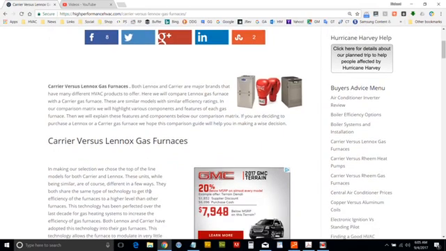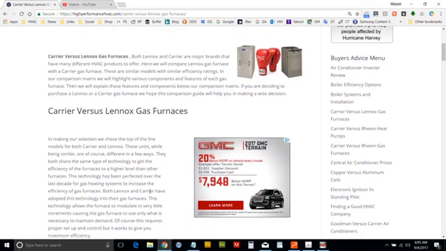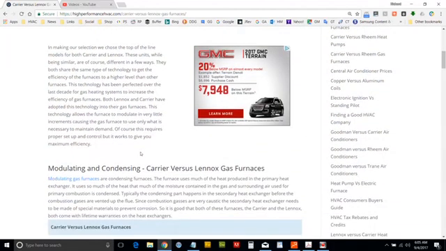Carrier versus Lennox gas furnaces. I would say that both of these systems have pretty decent efficiency levels, with I think Lennox being the premium model. Carrier's not so bad compared to Lennox, but Lennox is going to be the higher price. A good analogy would be buying a Cadillac versus a higher end sedan, with the Carrier being the higher end sedan and the Lennox being the Cadillac, the premium luxury. Lennox has it together as far as that's concerned.